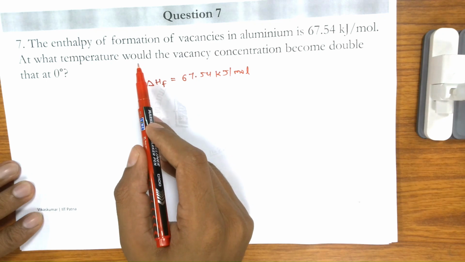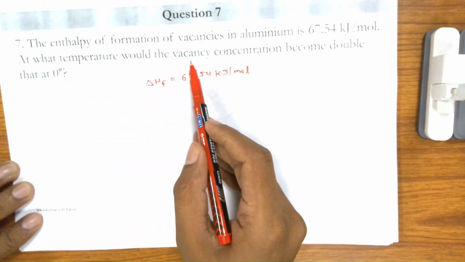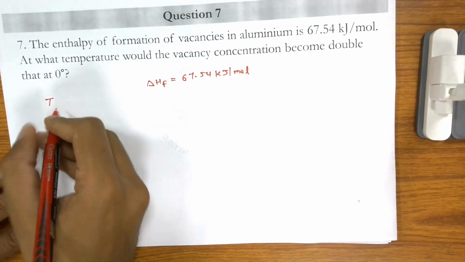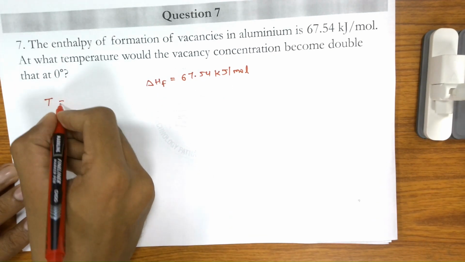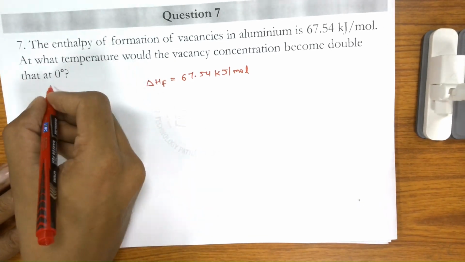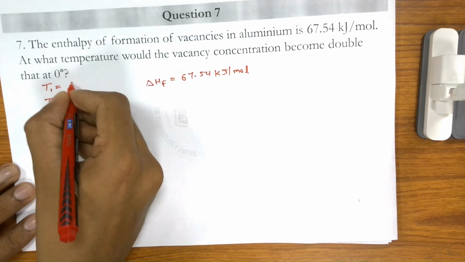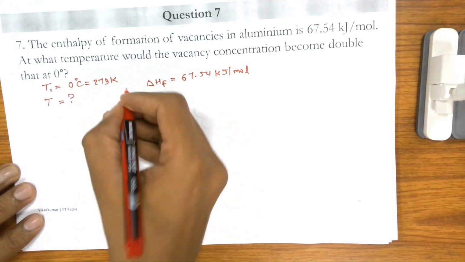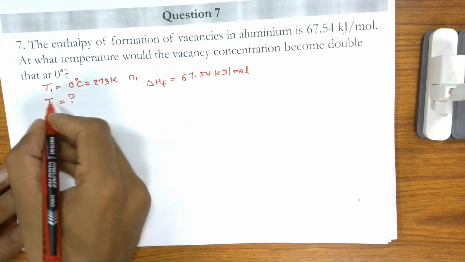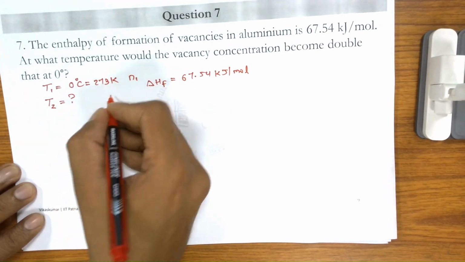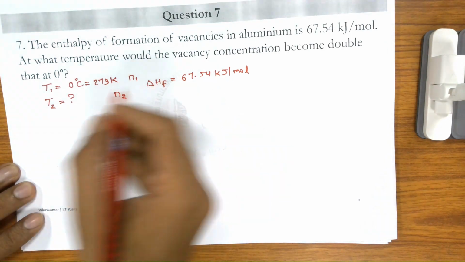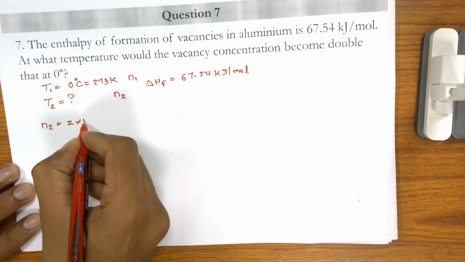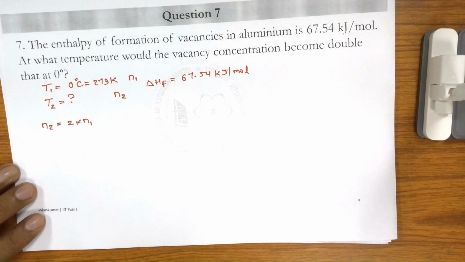At what temperature would the vacancy concentration become double that at 0 degree Celsius? So we have to find the temperature. Let's say initially the temperature is T1, which is at 0 degree Celsius, that is 273 Kelvin. Here the vacancy concentration is N1. For T2, the temperature we don't know, later the vacancy concentration is N2. What is given to us? N2 is 2 times N1.